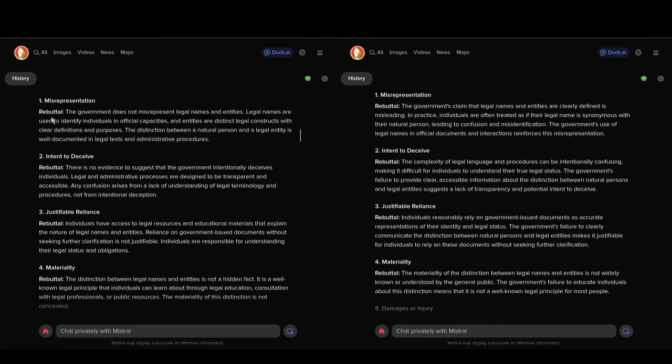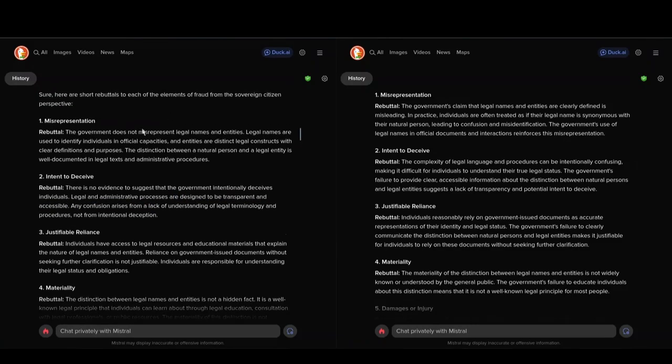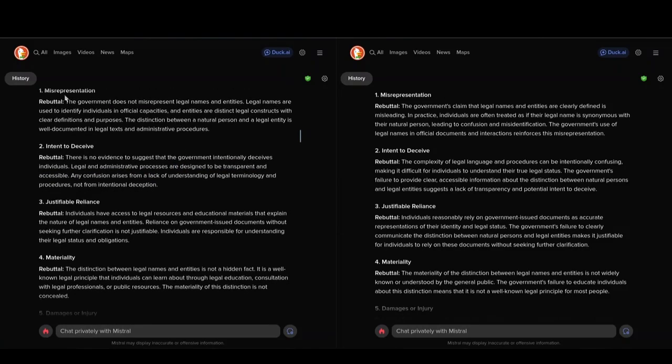And then I said, okay, use a sovereign citizen to rebut the government's rebuttal, and that's on this side. And that's what we'll go through one at a time like that. So, misrepresentation about the legal name. And this is just about the legal name. That's all. There could be so many other things that you use this for.